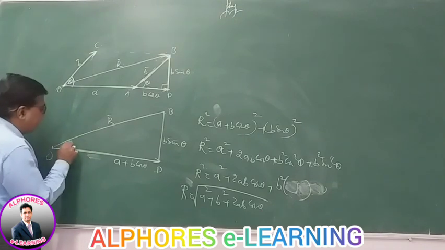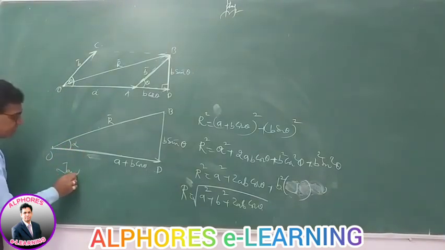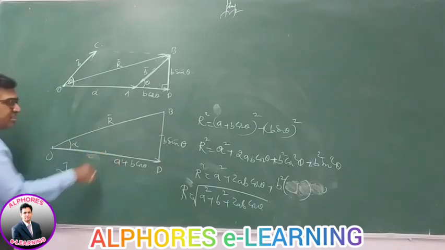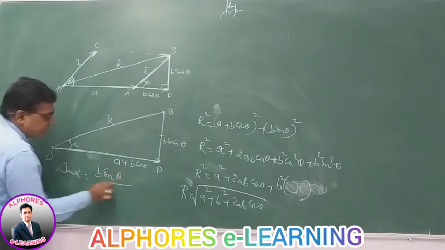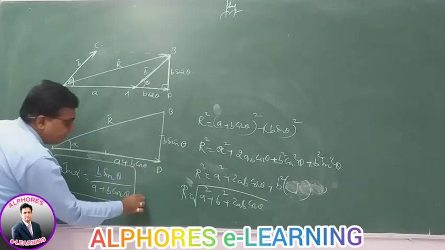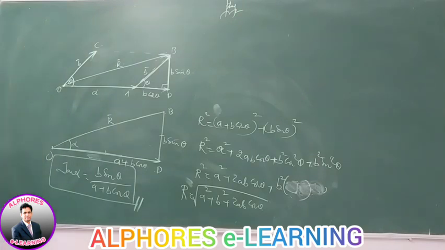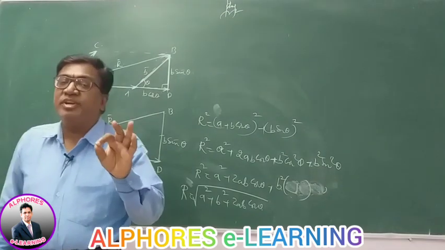Well, the direction angle made by the resultant is alpha. Now from this right angle triangle, what is tan alpha? Tan alpha is opposite by adjacent. It is opposite B sin theta by adjacent A plus B cos theta. So this way you can find the direction of the resultant, the magnitude and direction of the resultant by the components method.